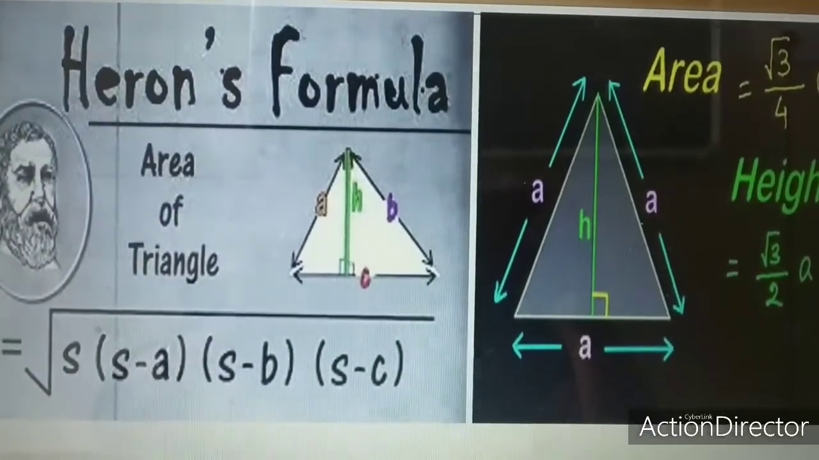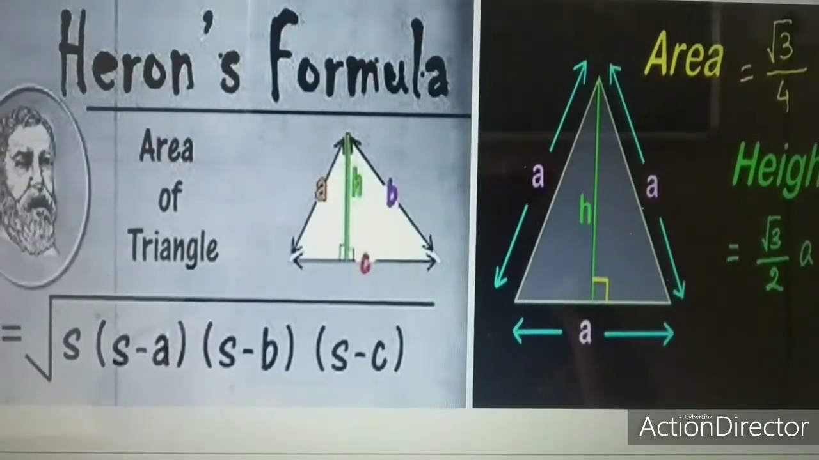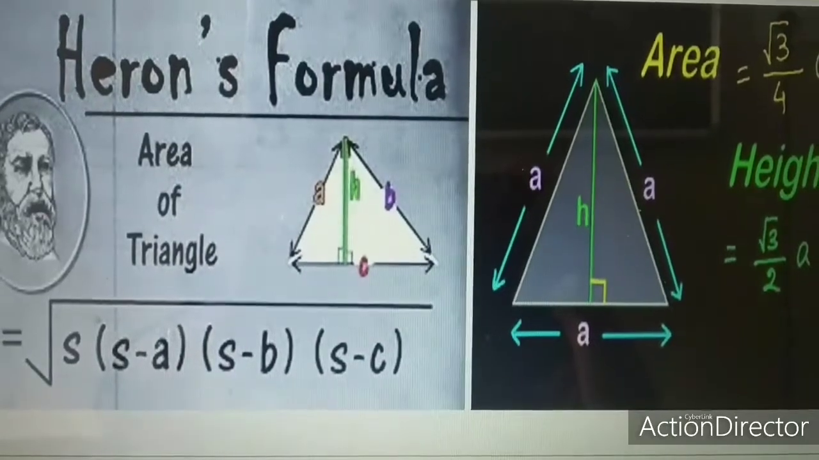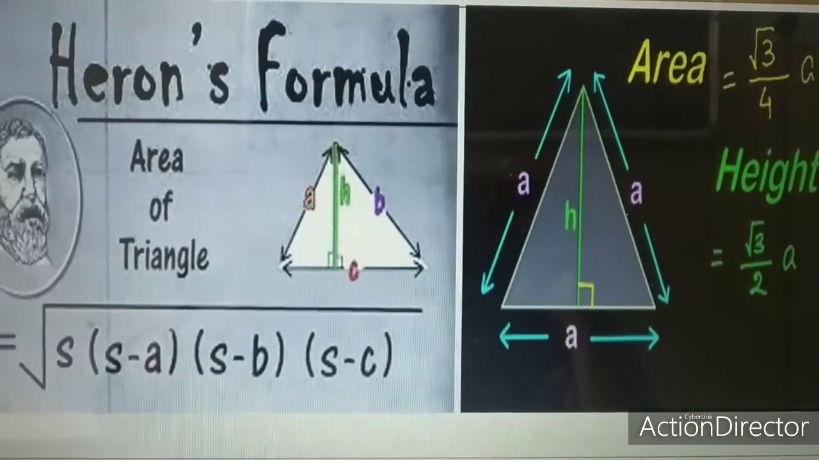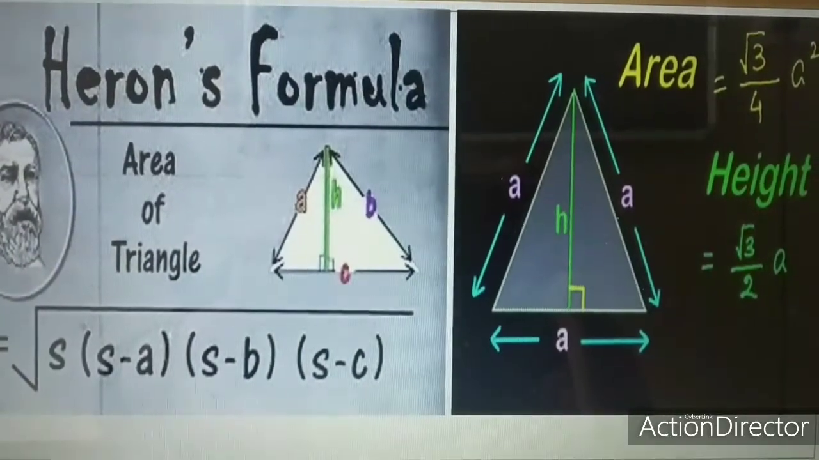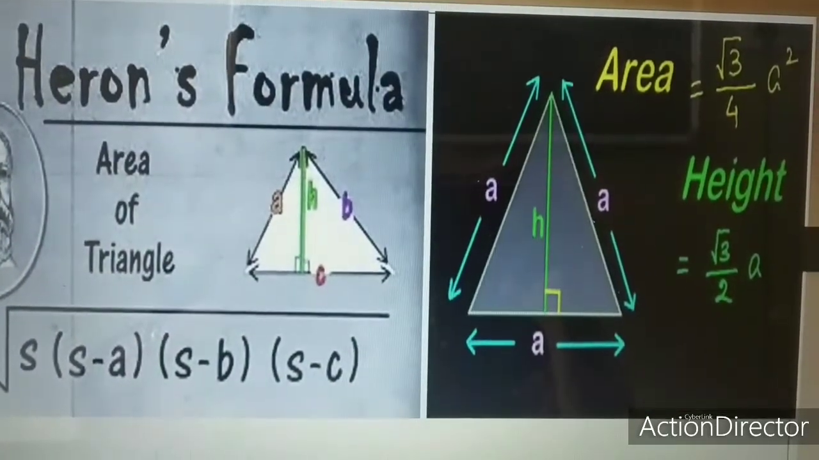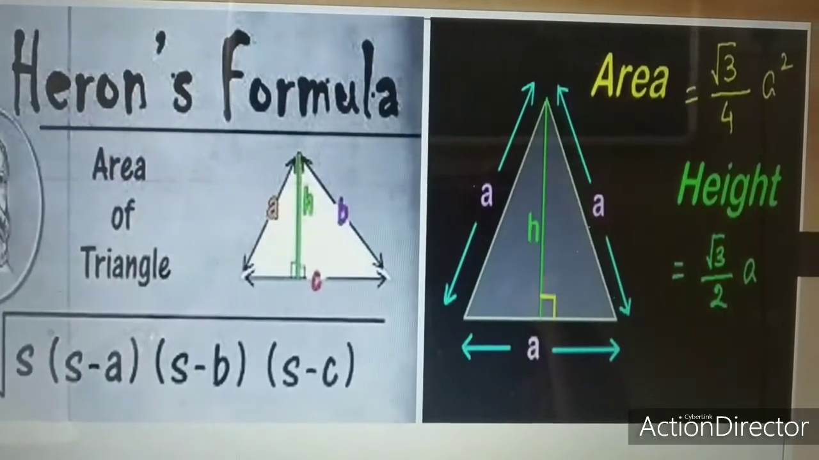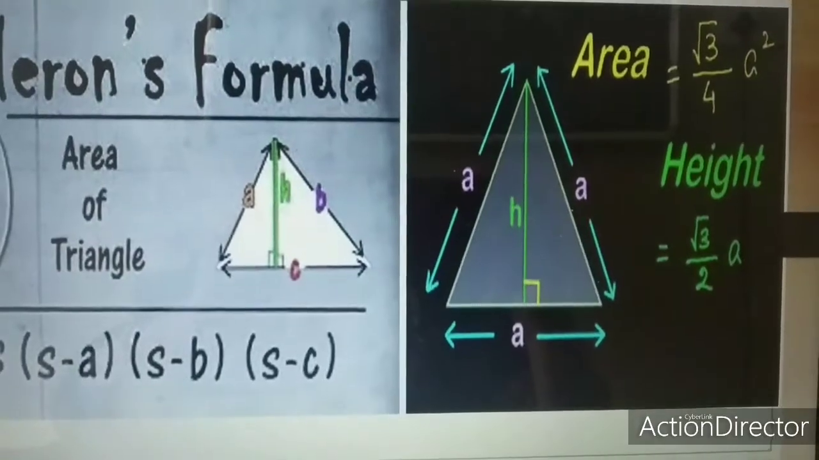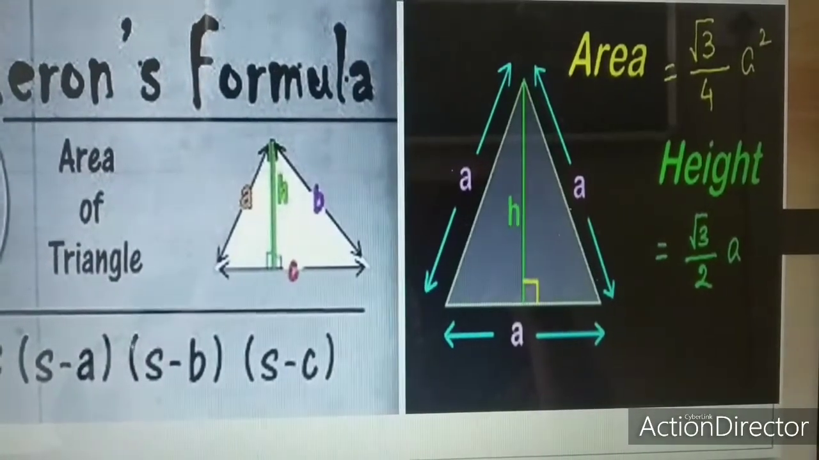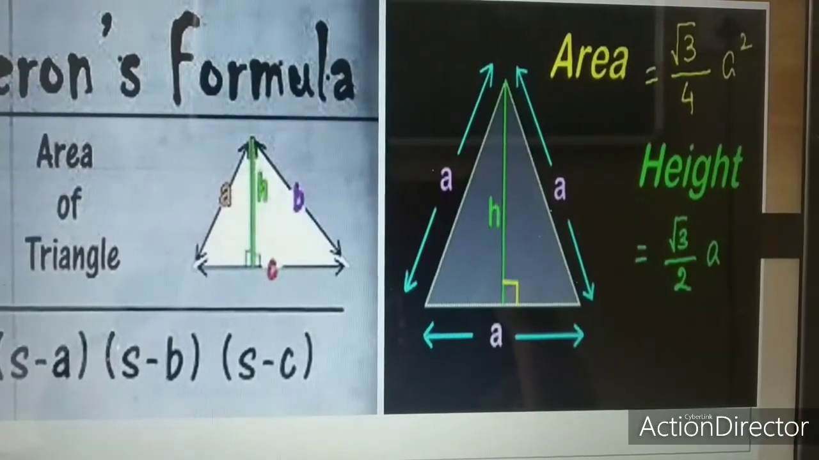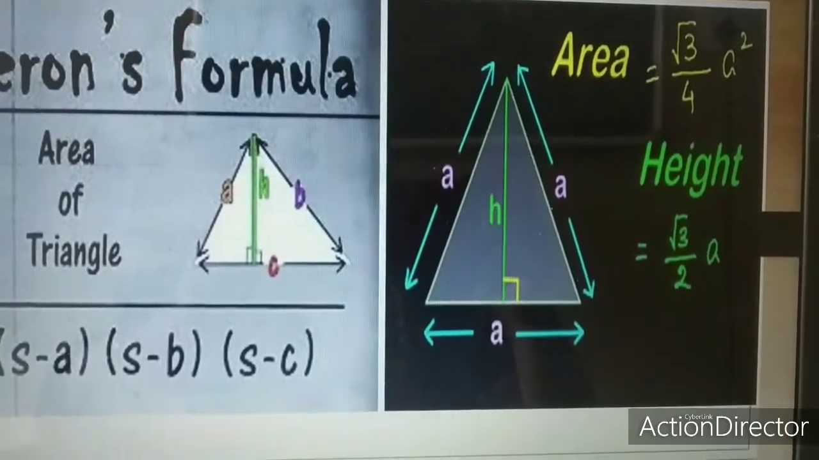which states that area is under root of s into s minus a into s minus b into s minus c, where s stands for the semi-perimeter and a, b and c are the sides of a triangle. He also derived, using this Heron's formula, the area of an equilateral triangle, which is equal to root 3 upon 4 a square. Also, the height of the equilateral triangle is equal to root 3 upon 2 a.